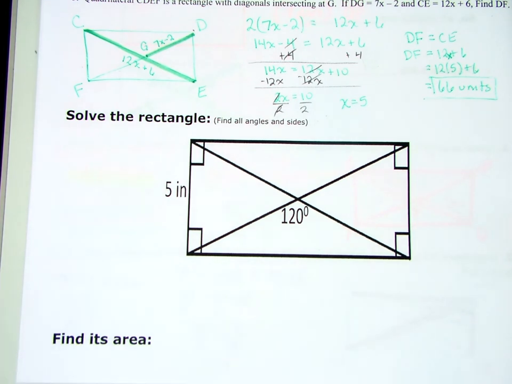Okay. Solve the rectangle, and then I put what that means, because we haven't really used that sort of vocabulary. Solve a shape. What does it mean to solve a shape? It just means to find everything out possible about that shape. So find all the angles, find all the sides. Okay?